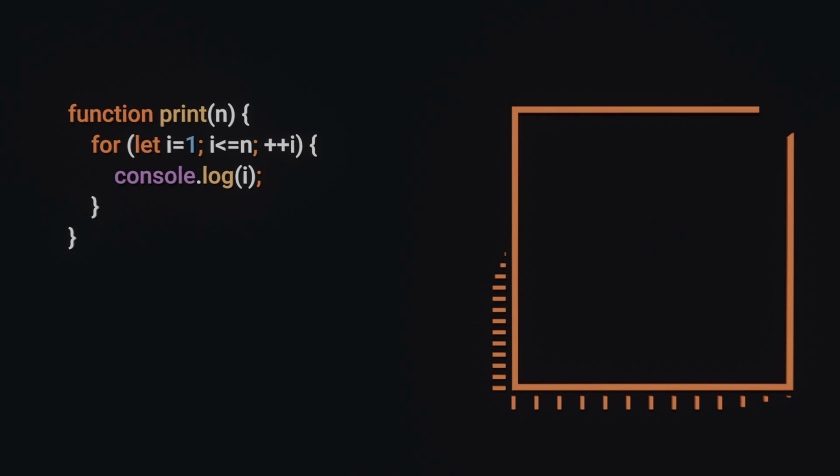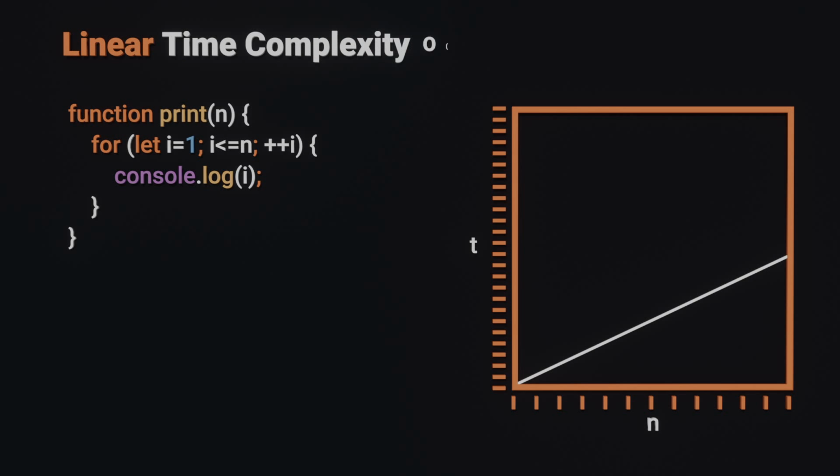We can plot this out on a graph where n is on the x-axis and time is on the y-axis, and it would look something like this. This is called linear time complexity, and it is represented as O of n in big O notation. What it essentially means is that as n increases, the time required increases linearly. To be clear though, big O does not tell us if one function is faster than another. All it does is tell us how an algorithm scales, or the rate of increase.